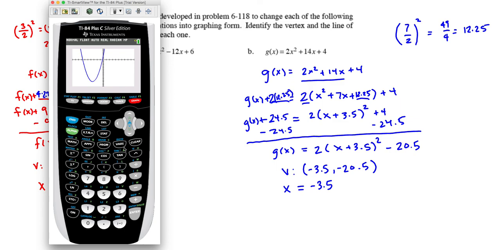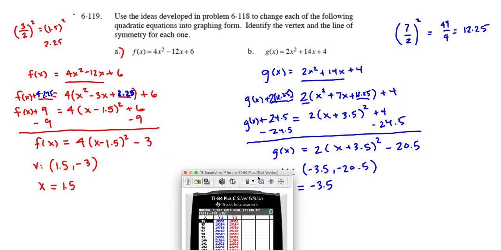There's one, fingers crossed. Oh yes, there it is. And once again, remember, you can look at the table to make sure that the values and the outputs are the same. All done.